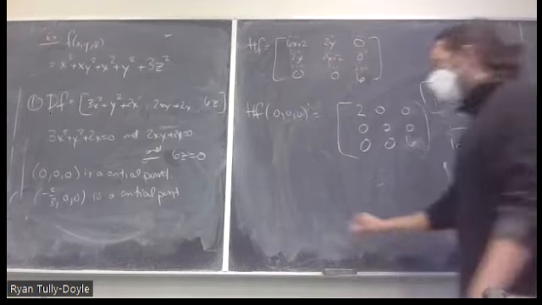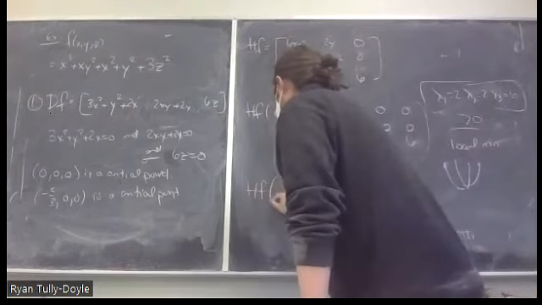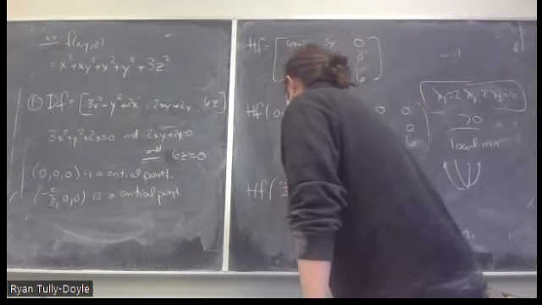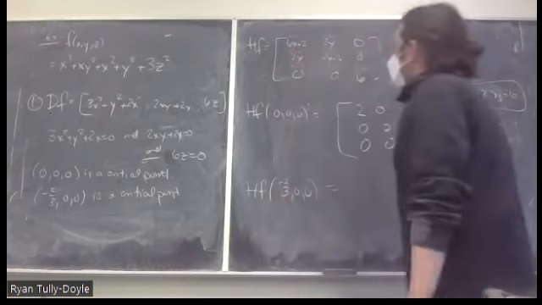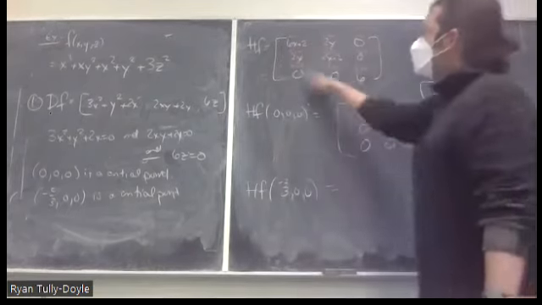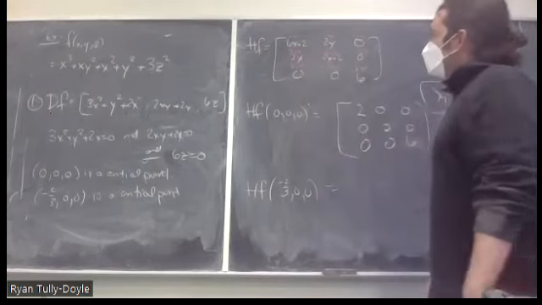All right, let's check the other one. HF at minus 2/3, 0, 0. Oh god. Okay. Put a minus 2/3 in here. How do we get the minus 2?